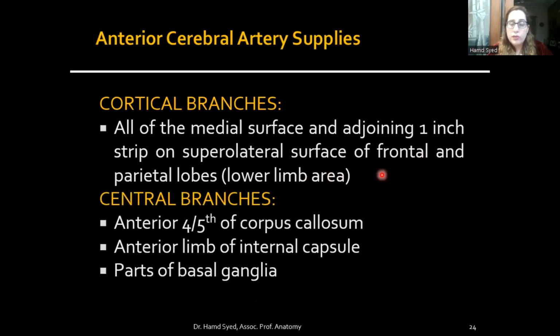Whereas the central branches of anterior cerebral artery, these are the ones which supply the other parts of the brain, namely the anterior 4/5 of corpus callosum. Corpus callosum is the large tract which is keeping both these cerebral hemispheres in communication with each other. So these are the fibers which are known as corpus callosum. The anterior limb of internal capsule, the internal capsule are the projection fibers, and they are also supplied by the anterior cerebral artery as well as some parts of the basal ganglia.